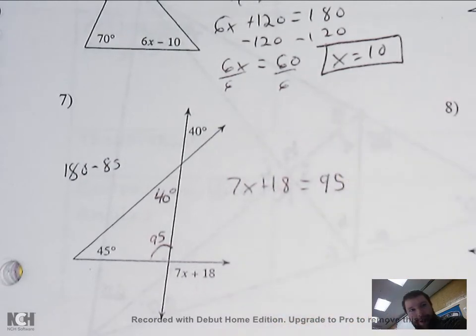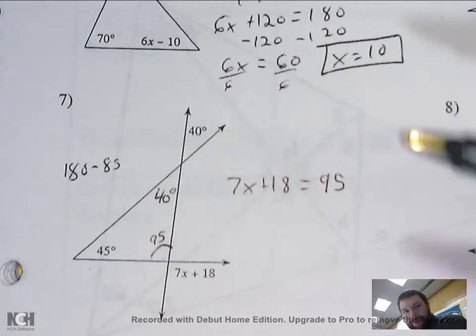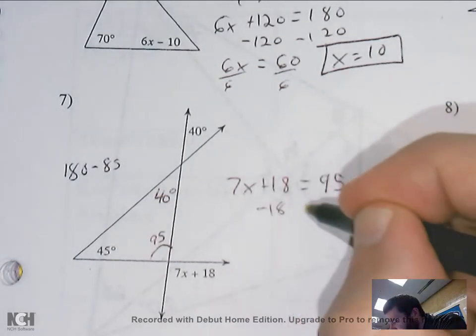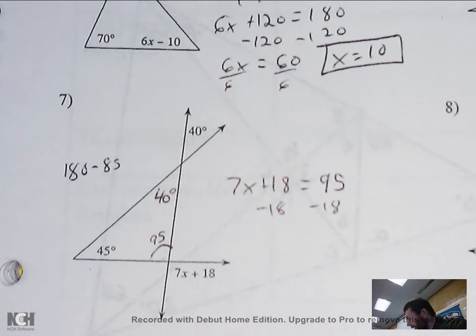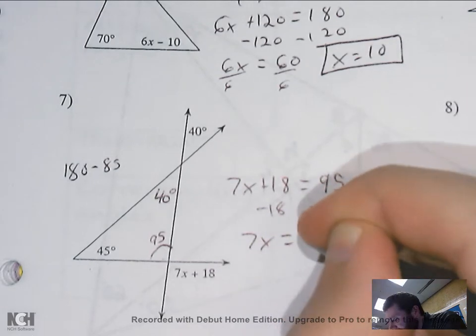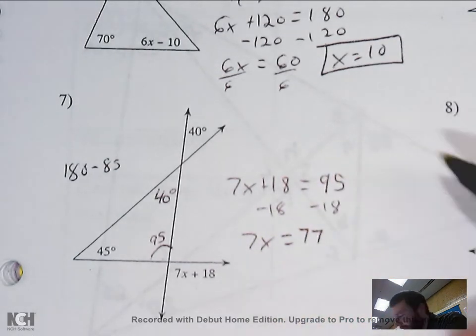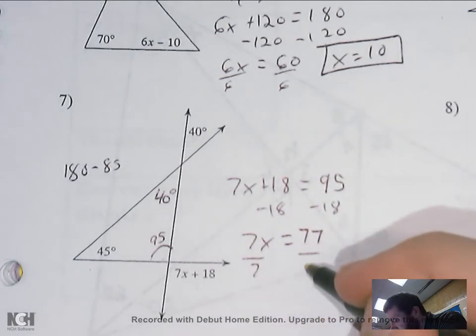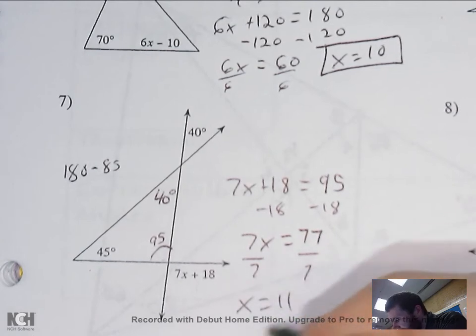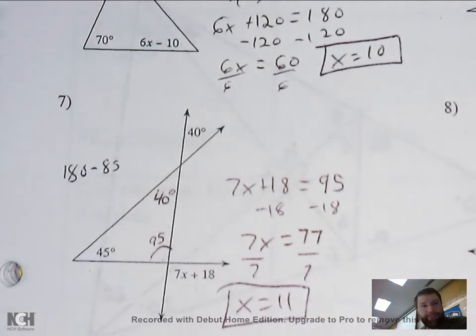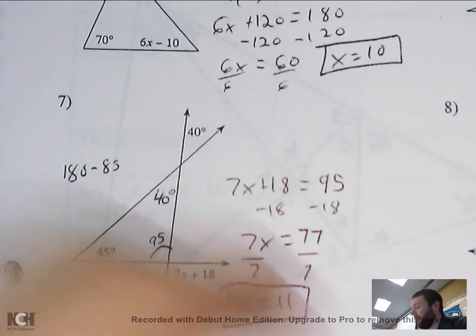And this is a two-step equation, right? Minus the 18 from each side. So 95 minus 18 is 77. So 7x is equal to 77. And then you would divide by 7, and x is equal to 11. That's your answer. Okay, x is equal to 11.